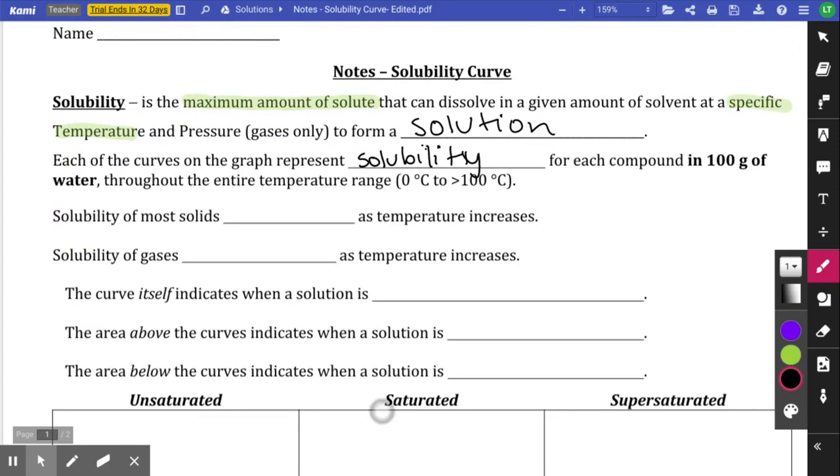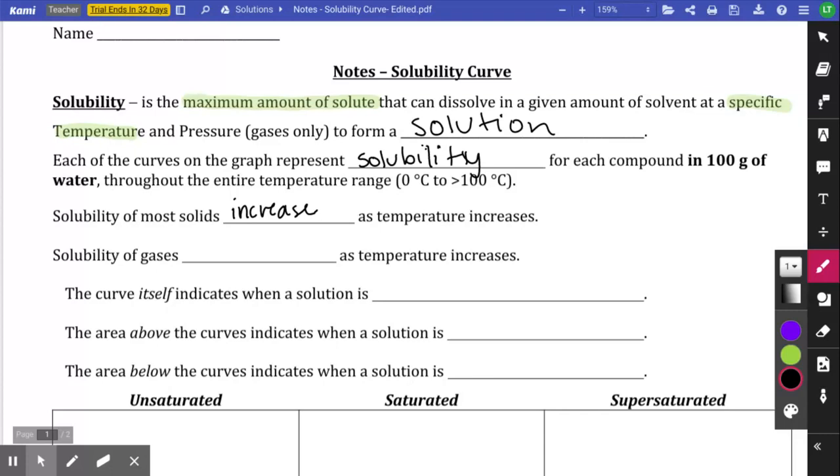So the solubility of most solids is going to increase as temperature increases. The higher the temperature, the more solids dissolve. I always think of hot chocolate. If I heat up my water, it's so much easier to dissolve my hot chocolate powder than it is when I use room temperature water. So solubility of solids increases as temperature increases. It's easier to dissolve. We're from the South, so if you make sweet tea, you also probably know that it's a lot easier to dissolve the sugar when the tea is hot versus when it's cold.